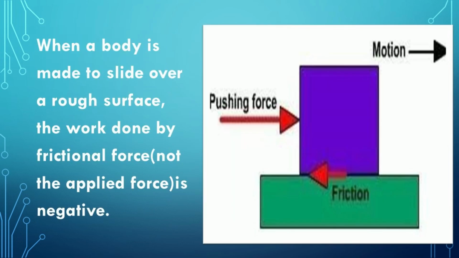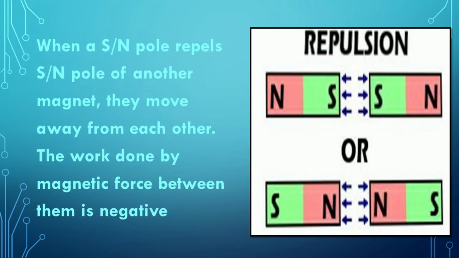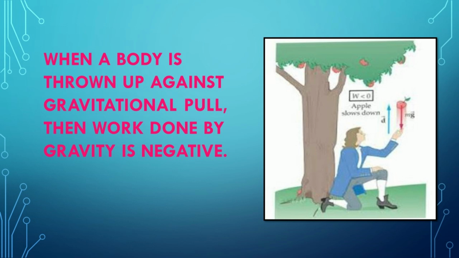Yes, children, when a body is allowed to slide over a rough surface, the work done by the frictional force, which is not the applied force, is always negative. When the south pole of one magnet repels the south pole of another magnet, they move away from each other, as you can see in the figure. The work done by the magnetic force between them is negative. Children, when a body is thrown up against gravitational pull, then also the work done by the gravity is negative. I hope the negative work done is clear to you.